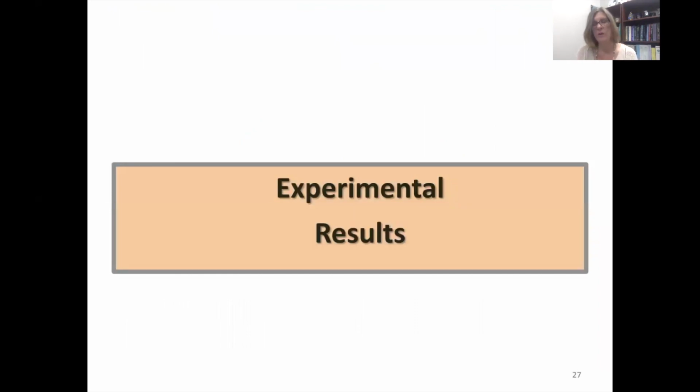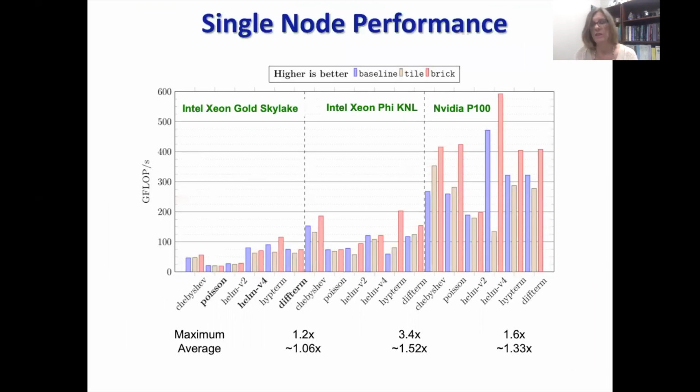Okay, so now we can show experimental results and find out, do bricks really reduce data movement? So the first are from single node results. This graph shows the performance gain for brick implementation for a variety of proxy stencils and targeting 2 CPU architectures and a GPU architecture. So Intel Xeon Gold Skylake X and Intel Xeon Phi KNL. And the GPU is an NVIDIA P100.